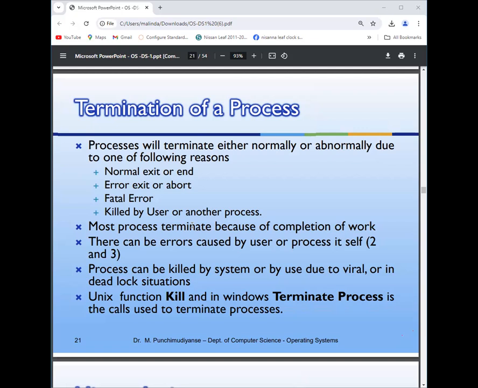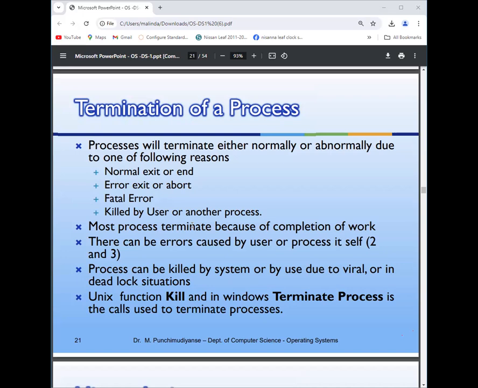Then the second type is error exit. That means when the process is going on, there is an error. Maybe it is an input output error, or maybe the user has input the wrong data or something, or the process cannot continue. So then it will exit by giving an error, so that it cannot continue. That is the second type of terminating a process.